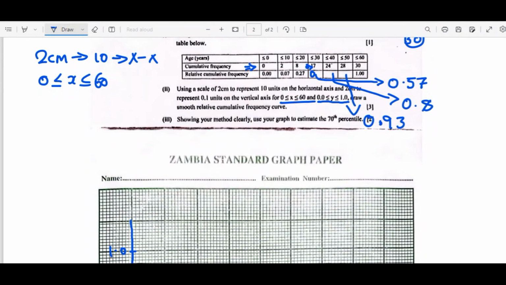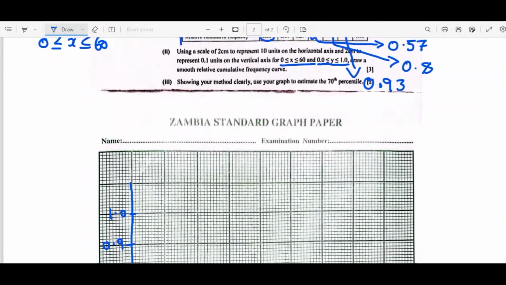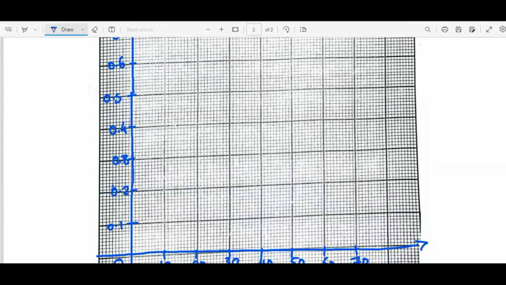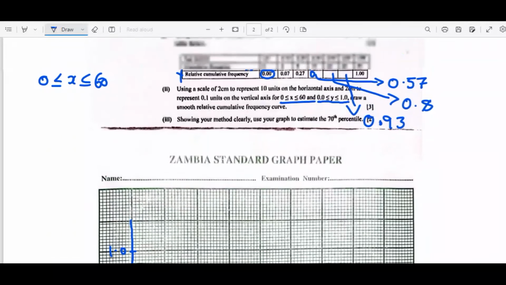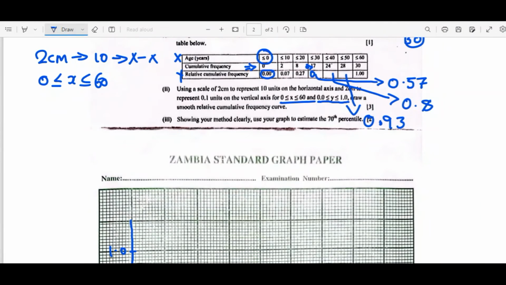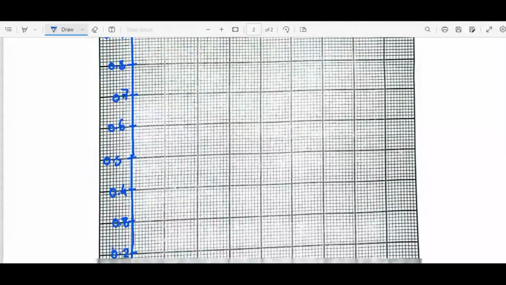So what's our first coordinate? So the first coordinate is 0, 0.00. So the x is this one, comma, this one. So 0, comma, 0.00. So it is just the origin. So this is the point. Then what is our second point? And mind you, this table must be on the graph paper. So the second one is 10, 0.07.